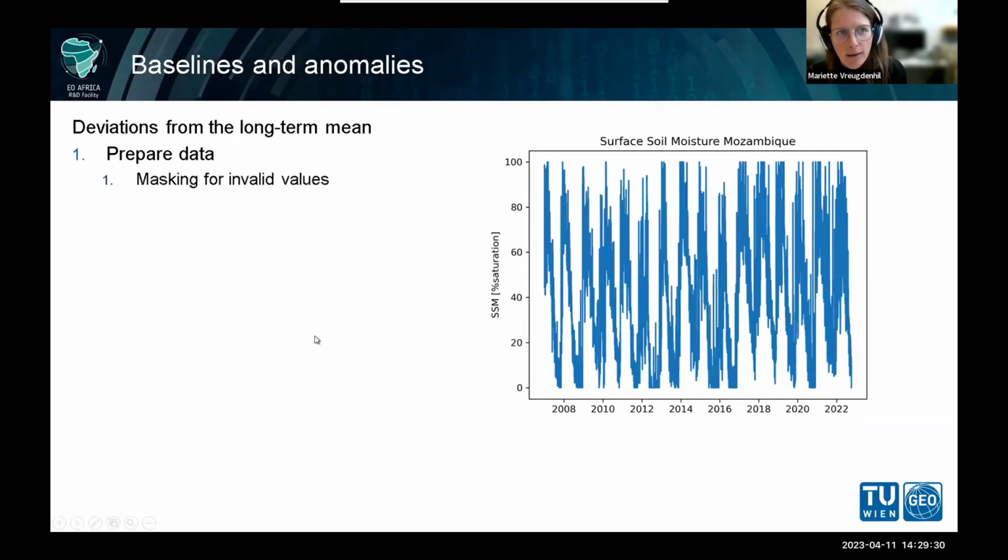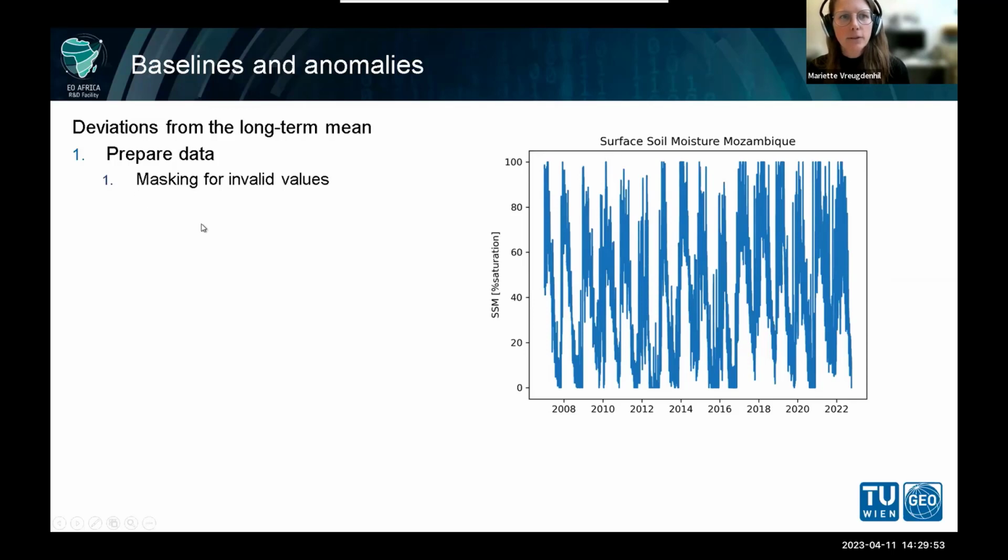So there are a couple of steps that we need to take when we want to calculate the baseline, so what are normal conditions, and if we want to calculate the anomalies. The first thing is that we need to prepare the data. On the right side, you're seeing a time series of surface soil moisture for a point in Mozambique. This is from HSAF actually, and these are the daily observations.